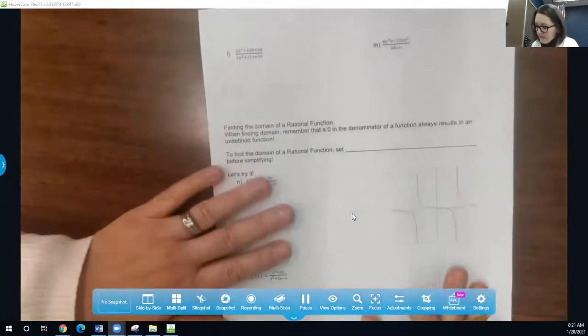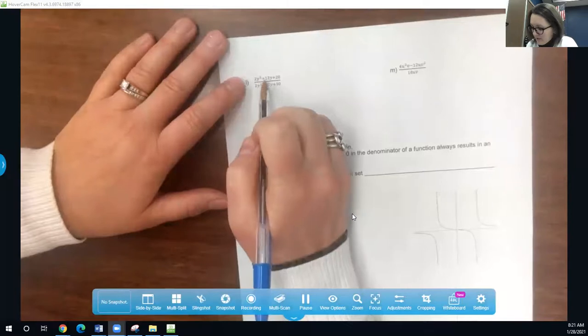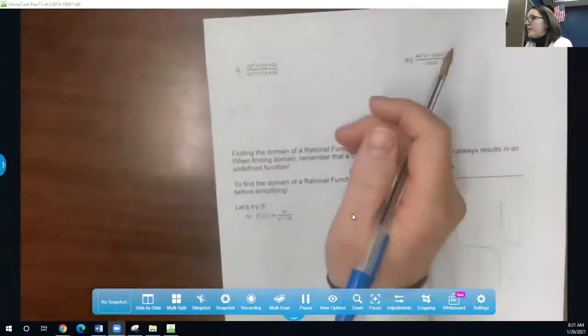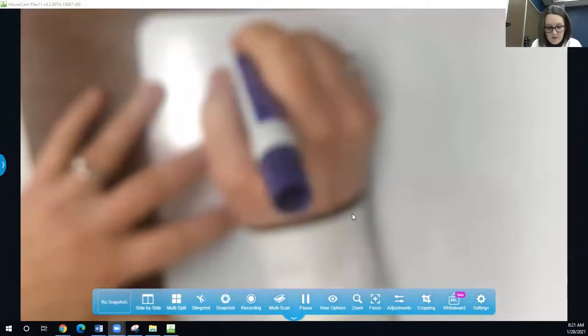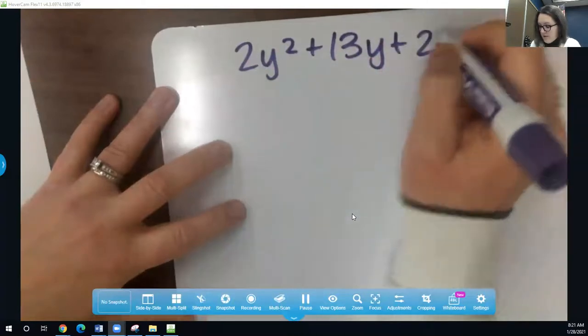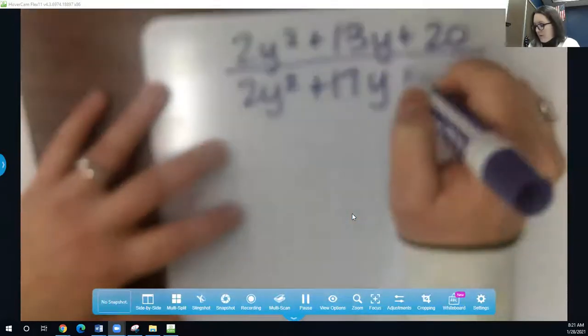Flip it to the back here. Let's look at letter L. I have 2y squared plus 13y plus 20. I don't know if you can see that. Let's write it out on our whiteboard. That might help. Our first question is, can I factor out a GCF, the greatest common factor? And I think our answer in the numerator at least is going to be no. 2y squared plus 13y plus 20 divided by 2y squared plus 17y plus 30.